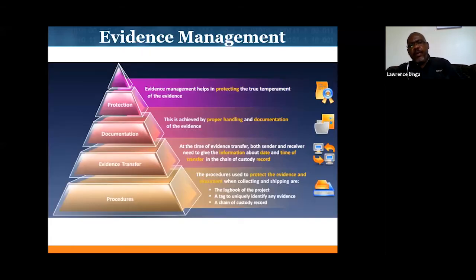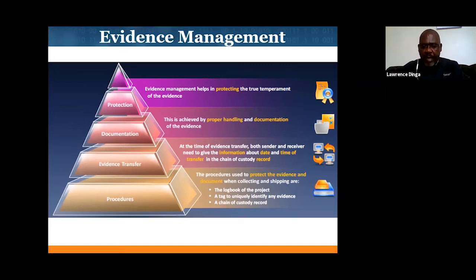Now, when you talk about evidence management, I've just given you the diagram that I put there. You can see that we have, first of all, the procedures down there. The procedure to protect evidence and document when collecting and shipping that evidence. You must have a logbook of the evidence, so that everything that is done against that evidence is logged.